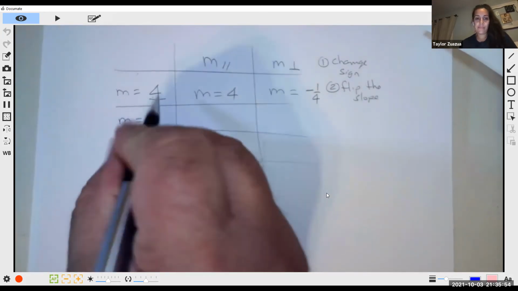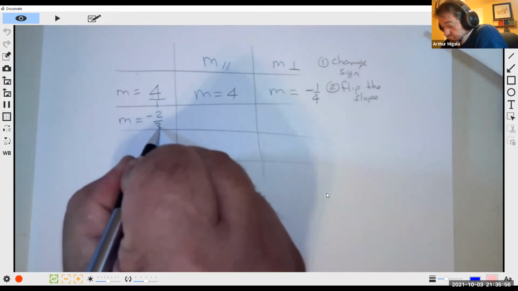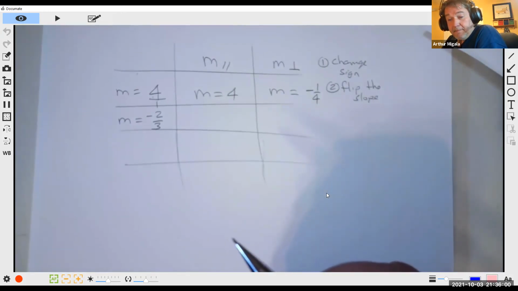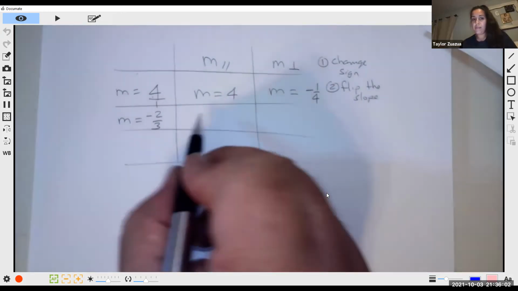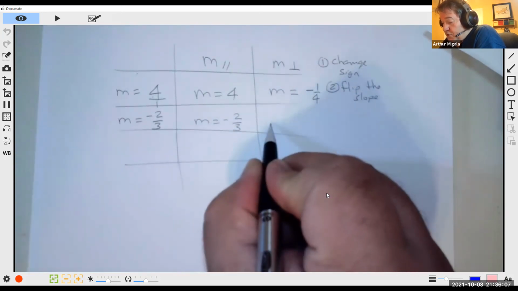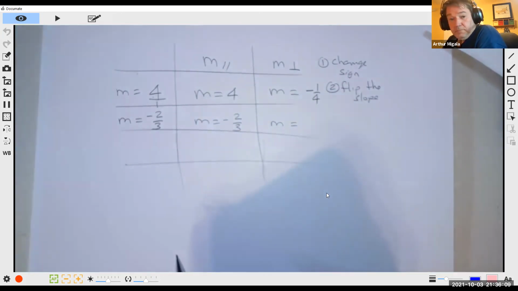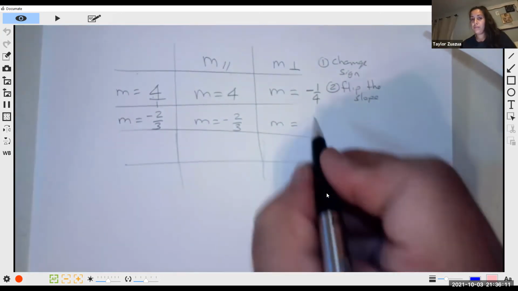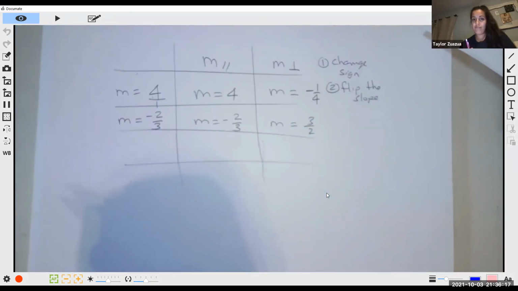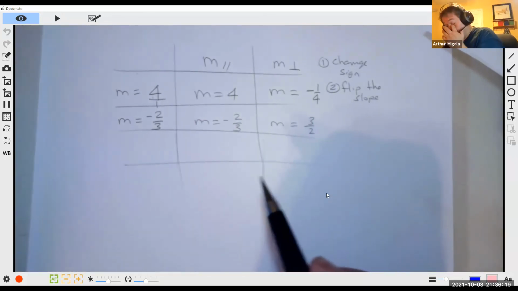If the slope is -2/3, what's the parallel slope? The same thing, -2/3. What's the perpendicular slope? Wouldn't it be 3/2? Yep, positive 3/2, because that's negative, change signs.